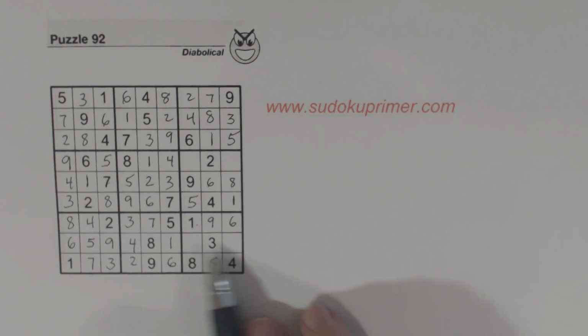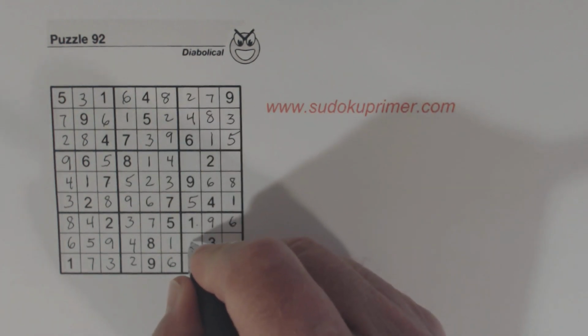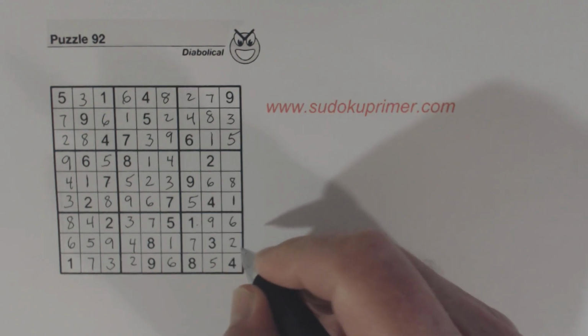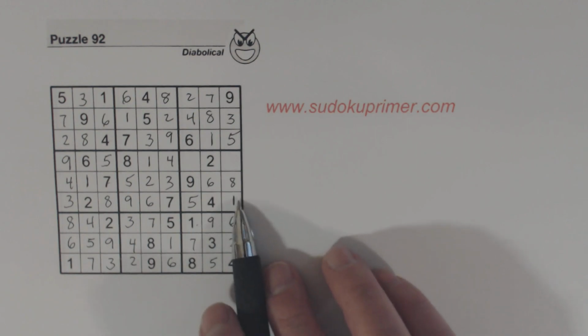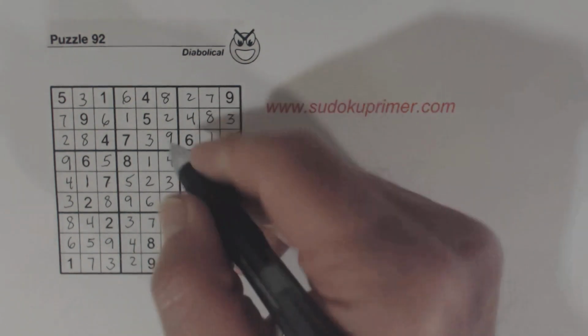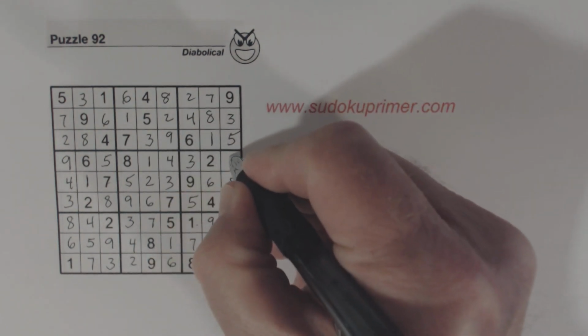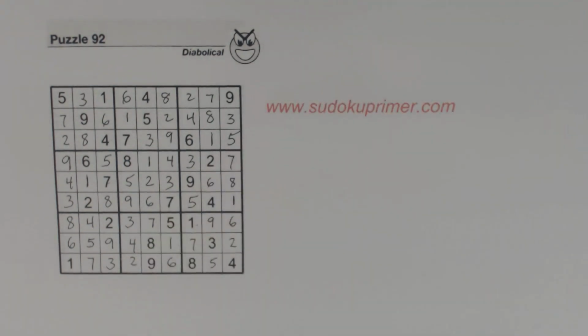Box 9 had a 2 and a 7. Now we have a 2 there, so we can solve those. Box 6 has a 3 and a 7 missing, and we can solve them. Alright, and that's it.